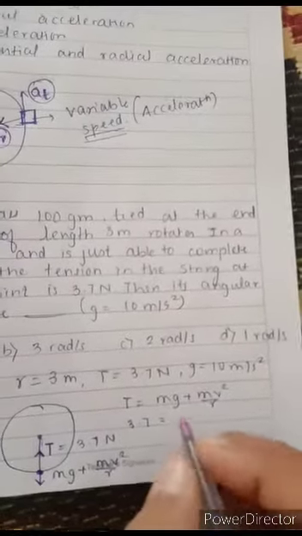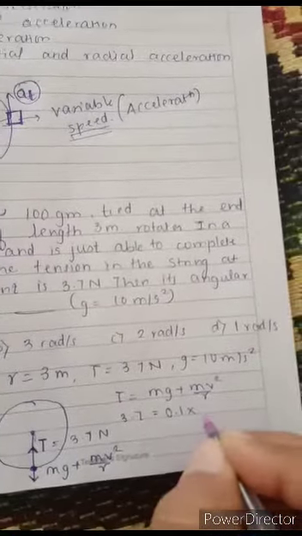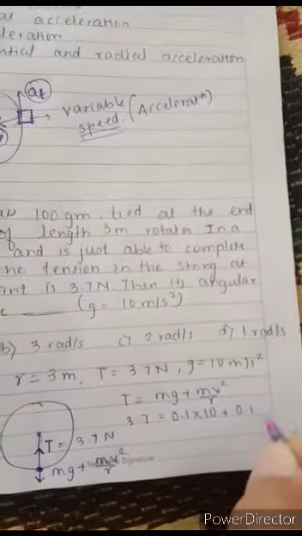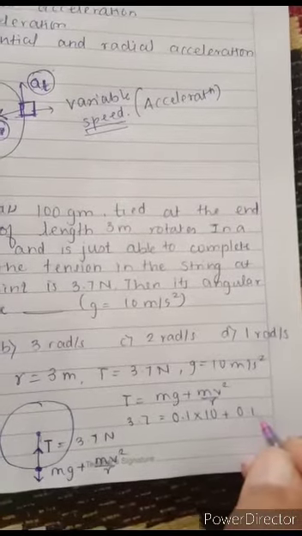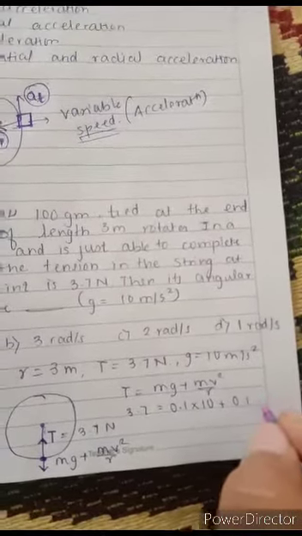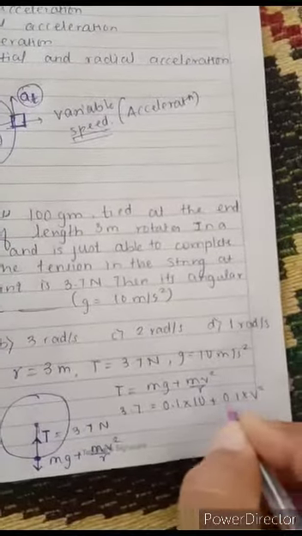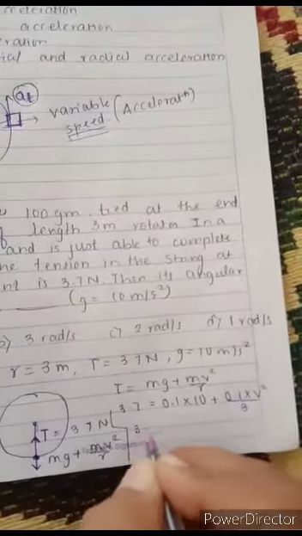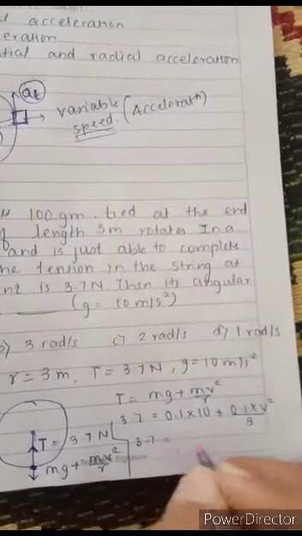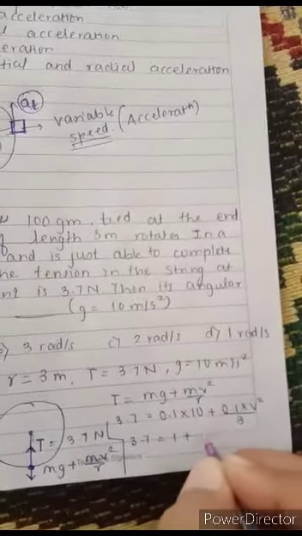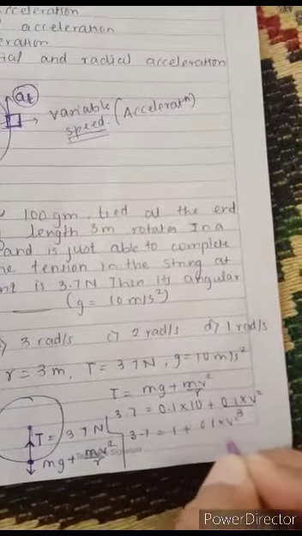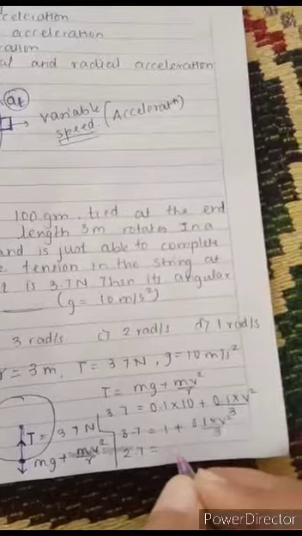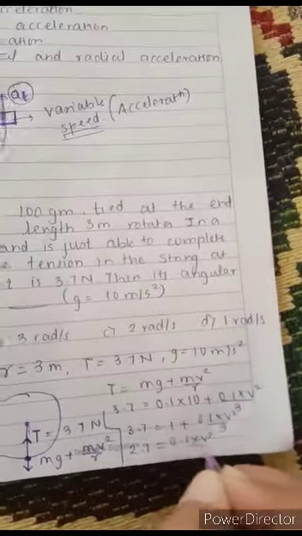3.7 is equal to, now m is 0.1 into g is given to be 10, plus again m is 0.1. We can have v equal to r omega actually, but let us substitute it afterwards into v square by r, where r is 3 here. So 3.7 will be equal to 1 plus 0.1 into v square by 3. Now let me shift 1 here, so we will have 2.7 equal to 0.1 times v square by 3.